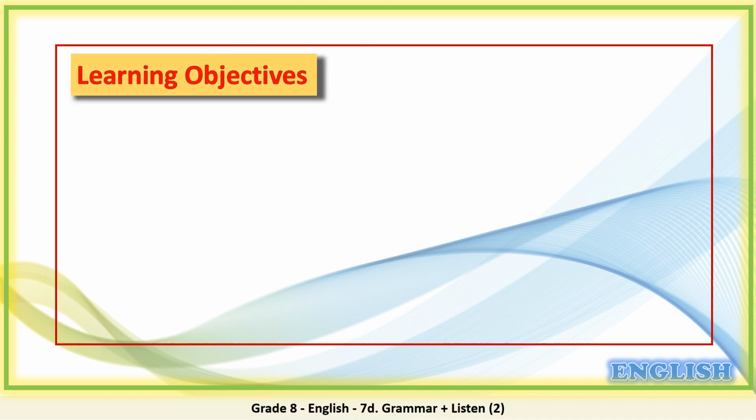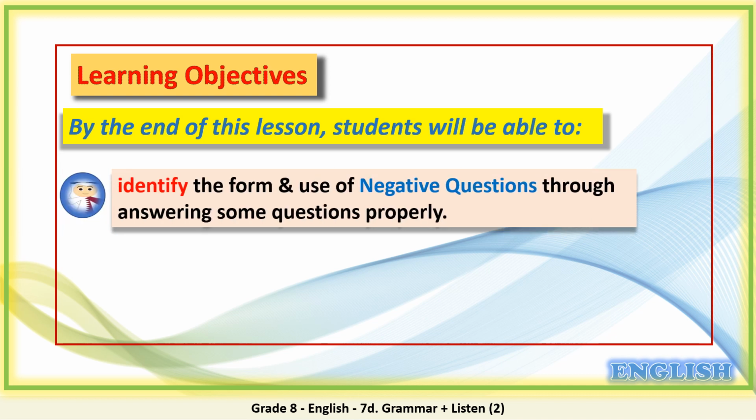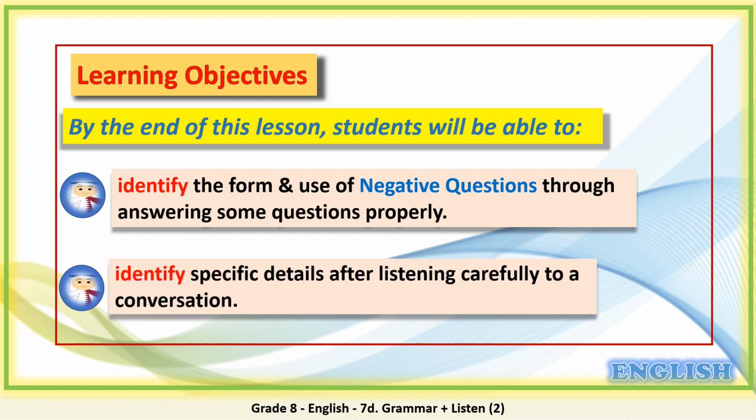Have a look at our learning objectives for today. By the end of this lesson, students will be able to: 1. Identify the form and use of negative questions through answering some questions properly. 2. Identify specific details after listening carefully to a conversation.